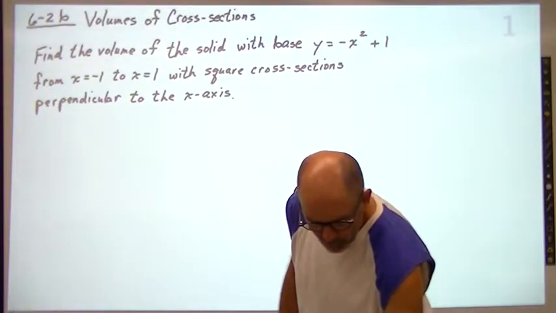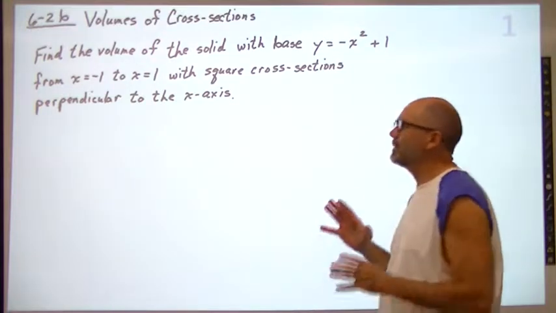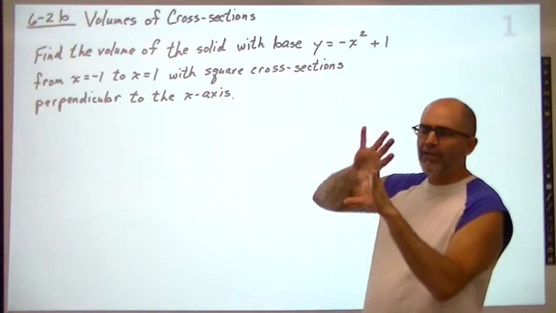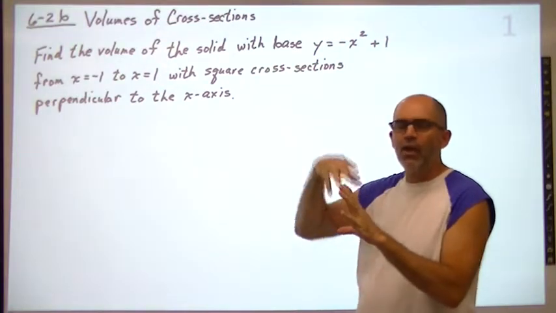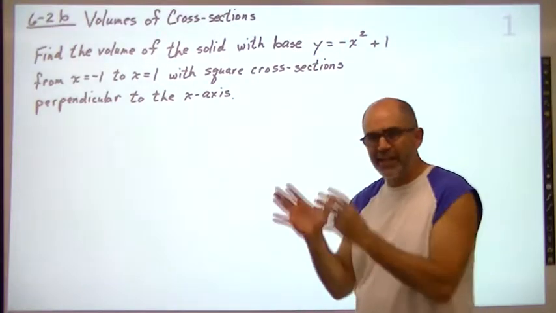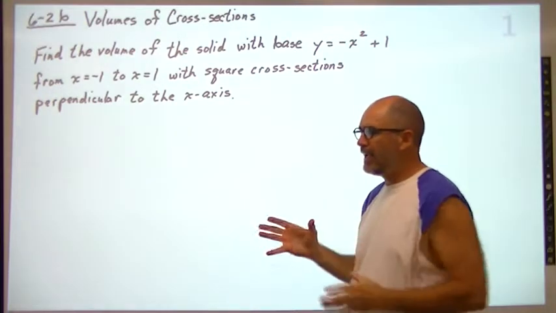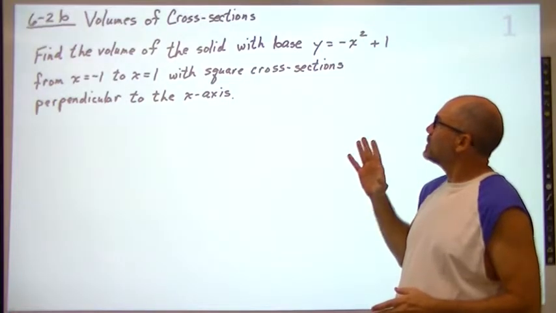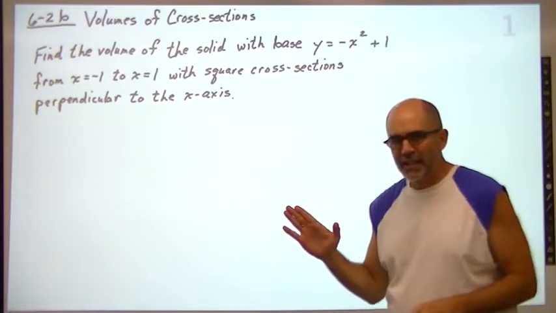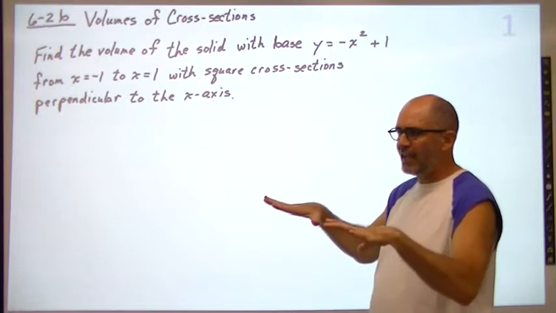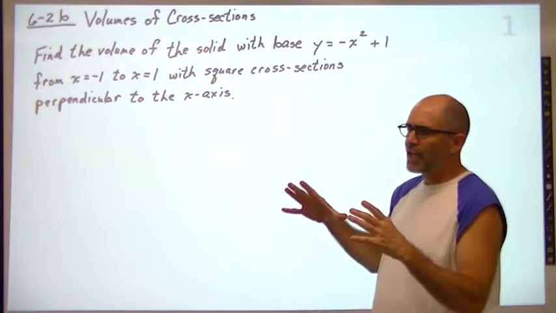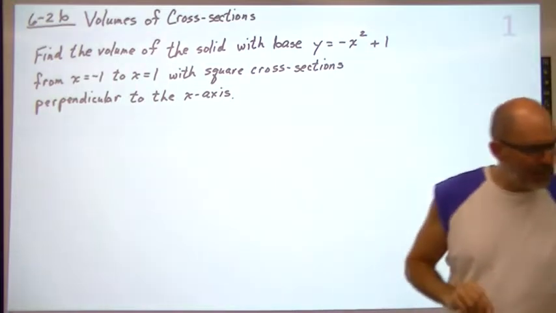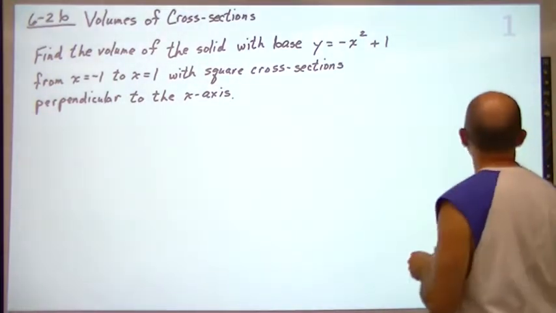Now, we've talked about volumes created by taking a two-dimensional graph and rotating it around a horizontal or a vertical axis and getting a solid. Now, we're going to accomplish the solid by cross-sections over a particular two-dimensional base. So, let me show you what that looks like.